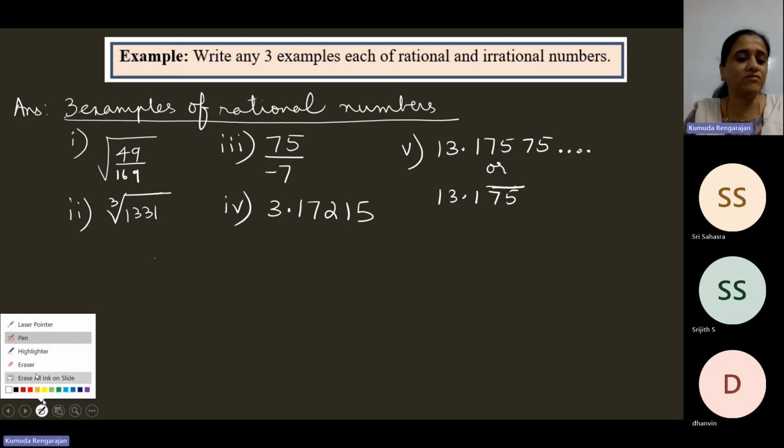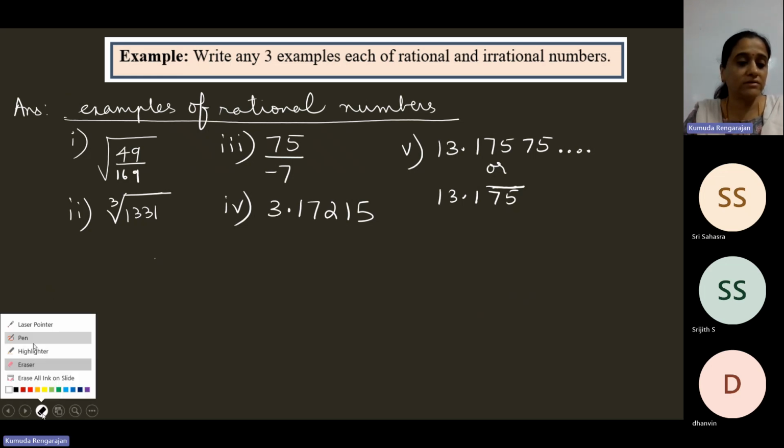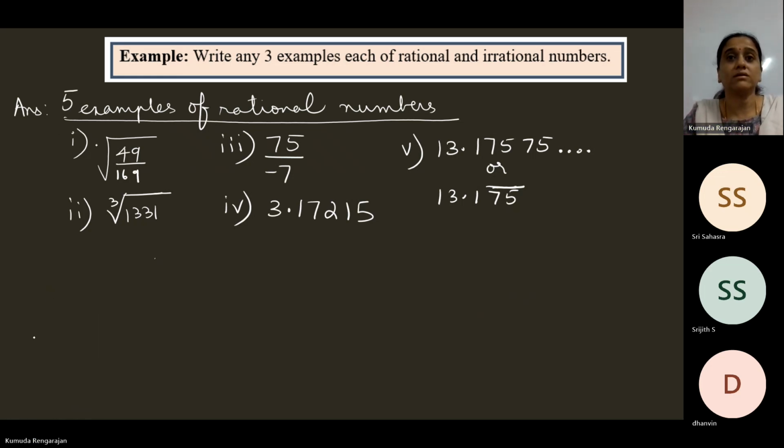3 is enough, but I've written 5. Write all the 5. See, they're asking you to give examples. You should not simplify. Give examples. So just write the example and leave it. Don't simplify.